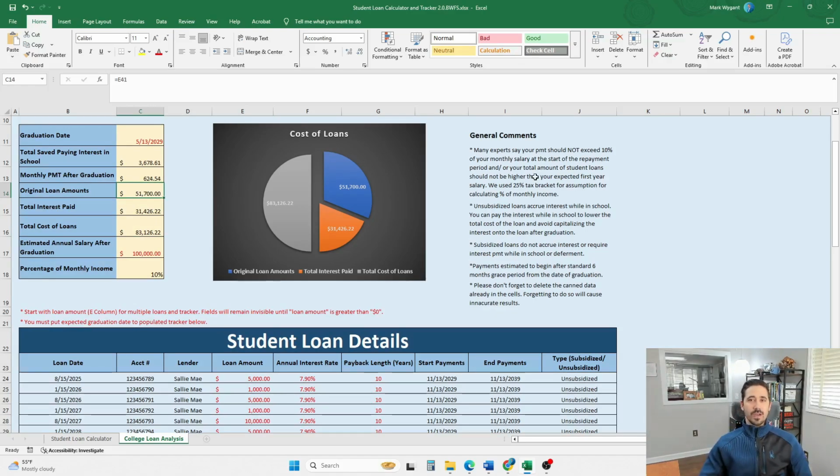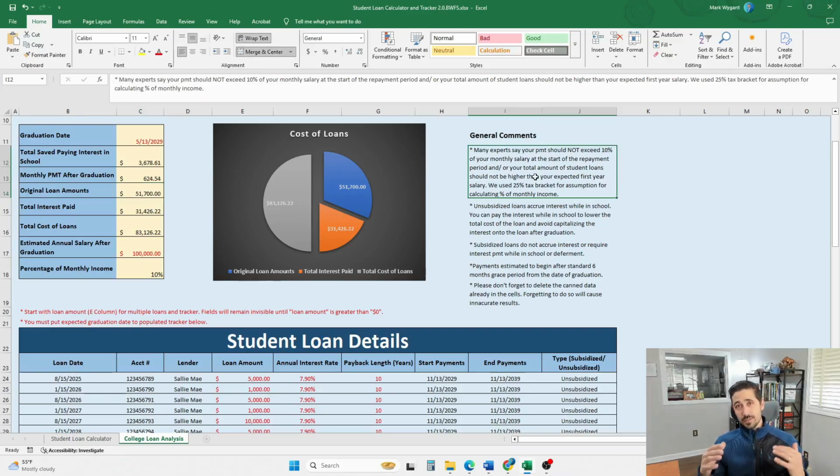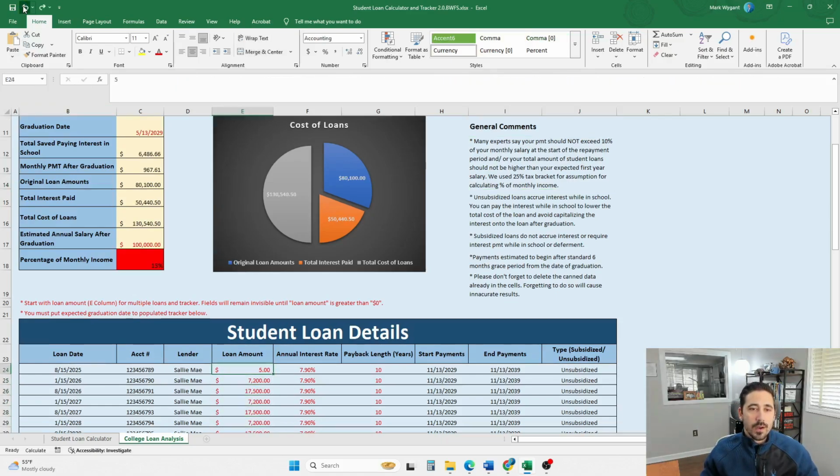The other thing, if you want to do it more simply, which is a part that I don't really subscribe to because you can see how it can get so far out of whack, is that your total amount of student loans shouldn't be higher than your expected first year salary. But we can go back here. Let's just go back a little bit, and we can see why.